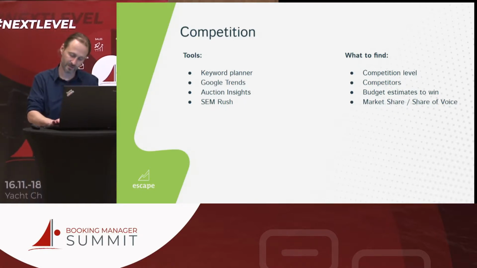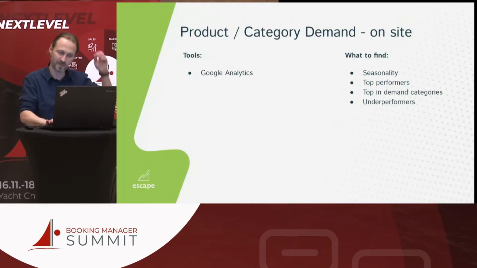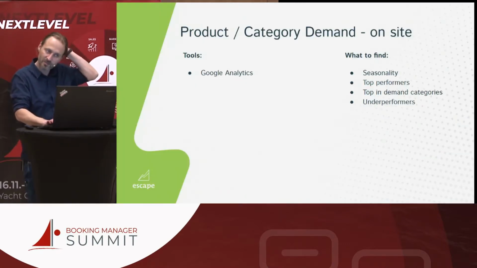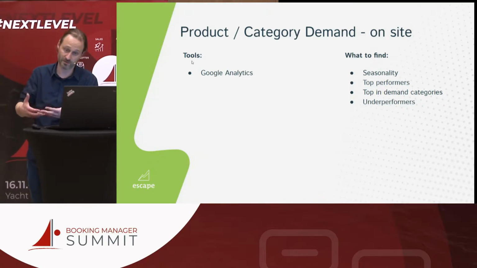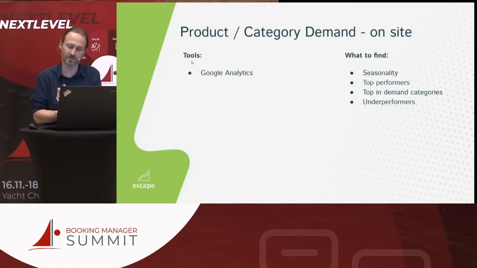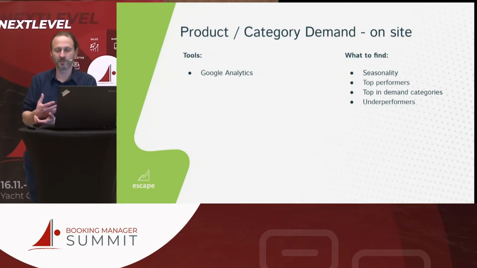Competition-wise, we already sorted through all of these items, but the point is most of these tools can offer multiple categories of answers for this part. And then you have product category demand on site, which is taken from Google Analytics, because this is your data, these are your products. It's quite simple. You just go to the behavioral part of the data, go to pages, top pages, and see which of the products were mostly sought for. So this is what you do next.